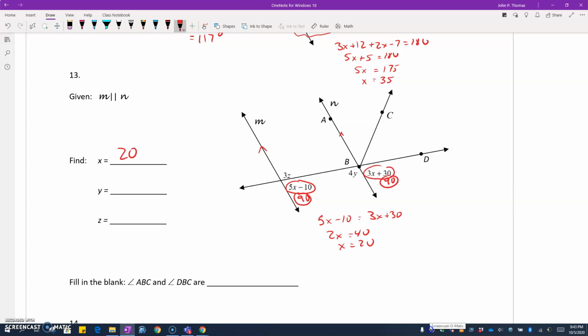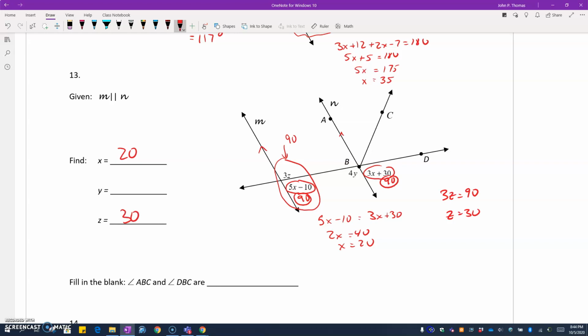Now, if that's 90, we know that these two angles are supplementary, so this has to be 90 as well. And again, we know that because it forms a linear pair, and a linear pair would have to add to 180. We've used 90, so there's 90 left over. So we've got 3z equals 90, so z equals 30. Alright, so we'll bring that over here.